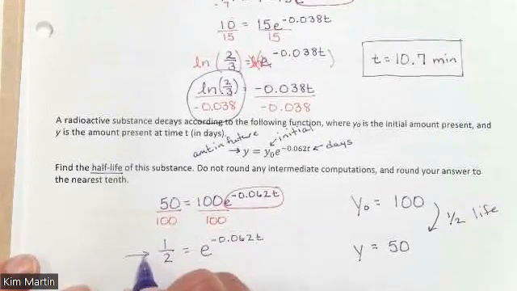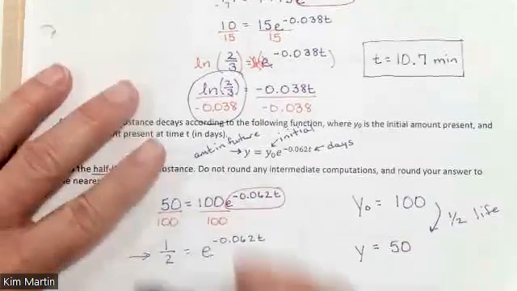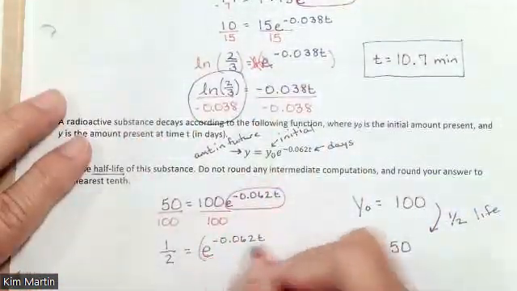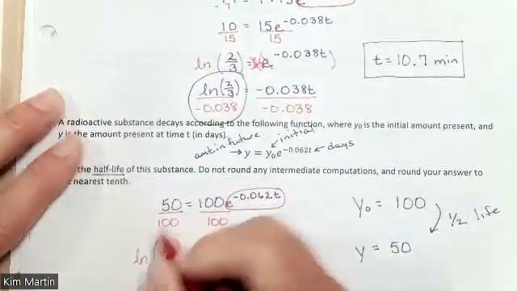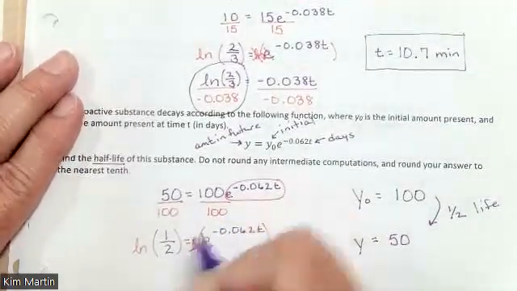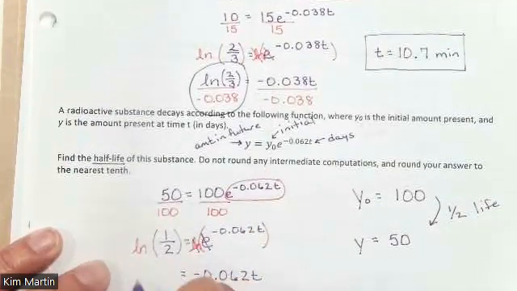Did everybody end up with a half here? You should, because it didn't matter. That's what happens with half-lives. It always happens that way. So now we need to free up our exponent. This has a base E, so we're going to take the natural log of both sides. Using that property, this has a base E, that has a base E, it cancels each other out, and we're left with negative 0.062t. Over here, we just have the natural log of 1/2.